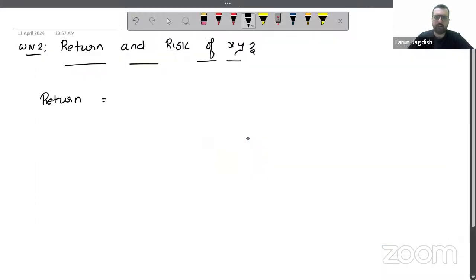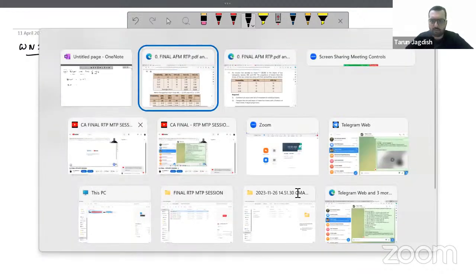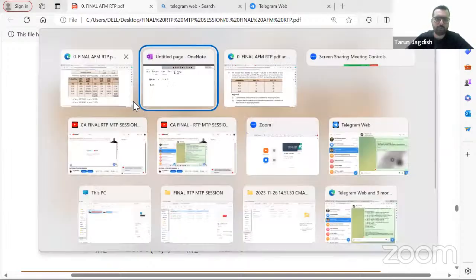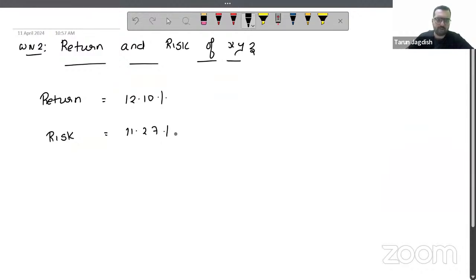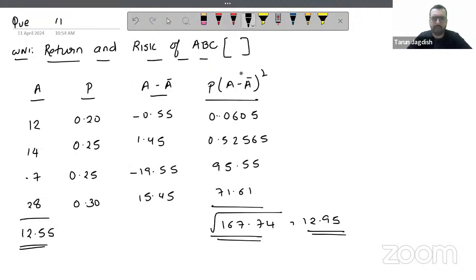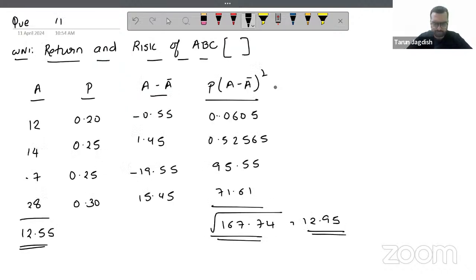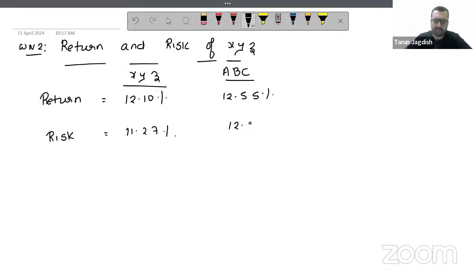So I think we got the returns correctly. We got 12.55, 12.95. This one would be 12.10%. And the risk over here will be square root of 126. That will be 11.27%. Okay, this is for which company? XYZ. For ABC, let me put the summary here. We got 12.55 and the other one is 12.95. So XYZ and ABC summary.